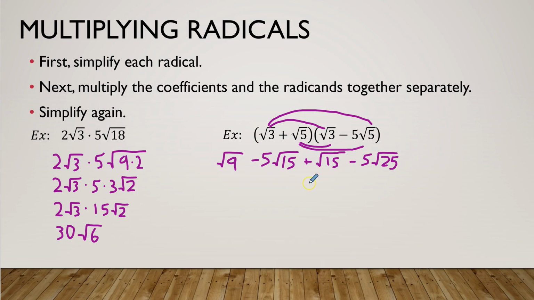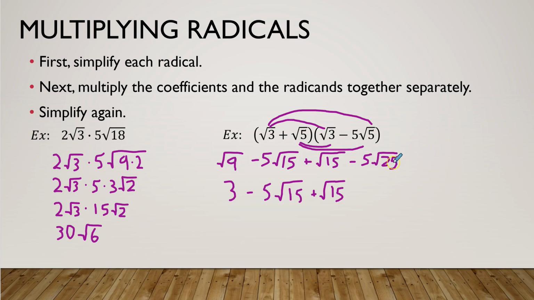Now I still need to simplify my answer from this step, so I'm going to go through and recognize that 9 is a perfect square, so the square root of 9 is just 3. This next piece doesn't simplify. I'm going to leave it alone for now because there's no perfect square that 15 is divisible by. The same thing is happening on this term. I do not have a perfect square that 15 is divisible by.